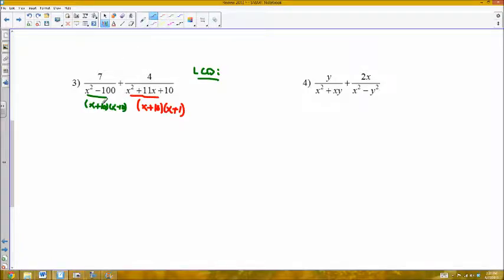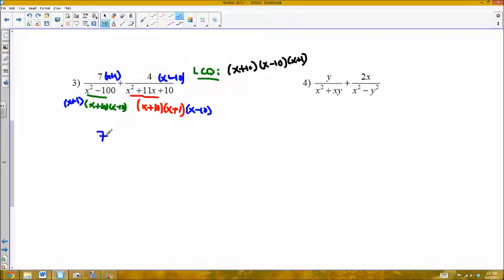I'm going to need a factor of x plus 10 and a factor of x minus 10. Looking at my second denominator, I already have the x plus 10, so now I also need an x plus 1. That's what my LCD will be for these two fractions. So I'm going to need to get everything over that LCD by multiplying on the missing factors. The first fraction is missing the x plus 1, so I'm going to multiply it by x plus 1 over x plus 1. The second one's missing the x minus 10, so I'm going to multiply it by x minus 10 over x minus 10.